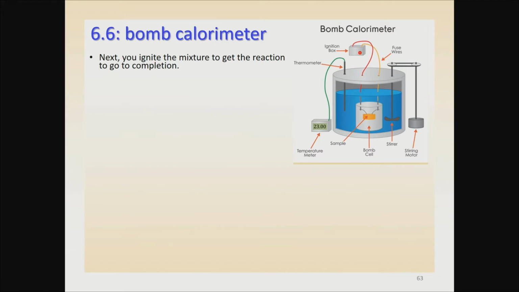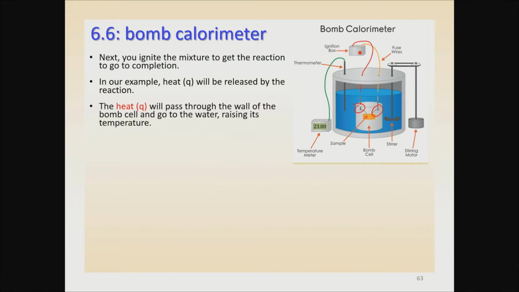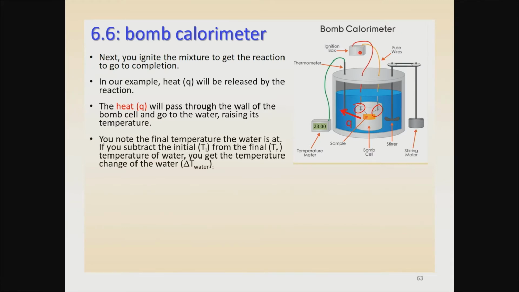You might have some kind of device here. We have some fuse wires here, and that will send a discharge across the bomb cell. The discharge may be enough to get the reaction going, and then the reaction goes to completion. When the reaction goes, it's going to produce a lot of heat. The heat will leave the bomb cell and go into the water of the calorimeter. What you really want to figure out is how much heat is being absorbed by the water in the calorimeter, because that will tell you how much heat is being generated in the chemical reaction.